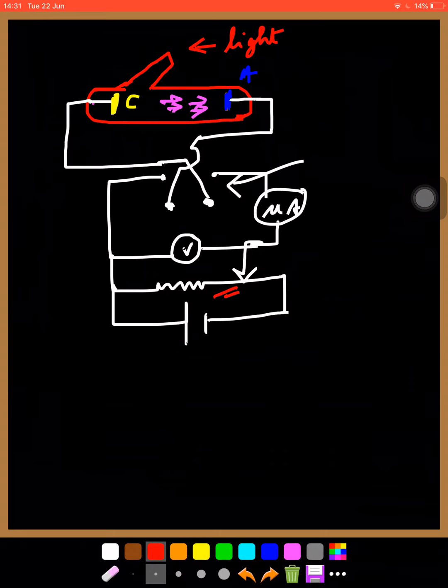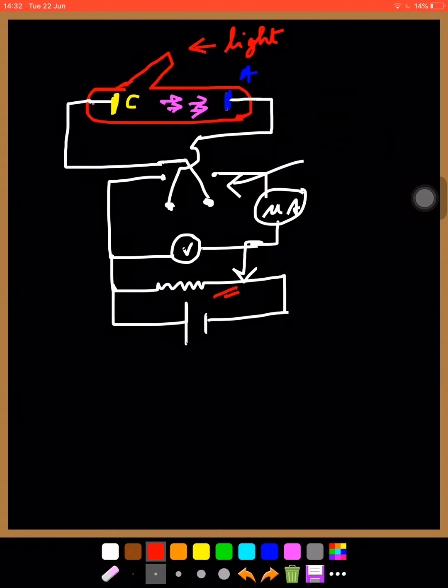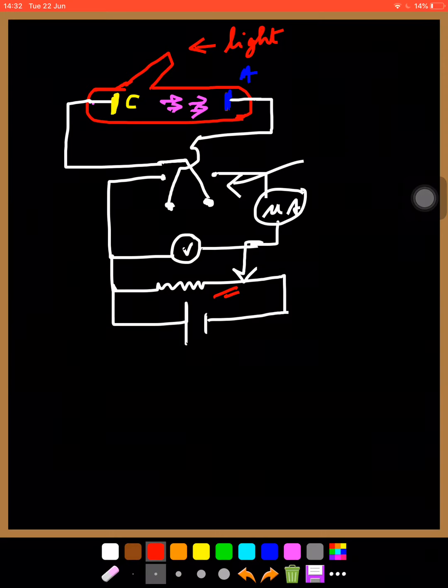and with this rheostat arrangement voltage can be varied. That is, the anode can be given positive potential. We can increase the positive potential. We can also increase the negative potential. The strength of potential can be adjusted. And this is the experimental setup.